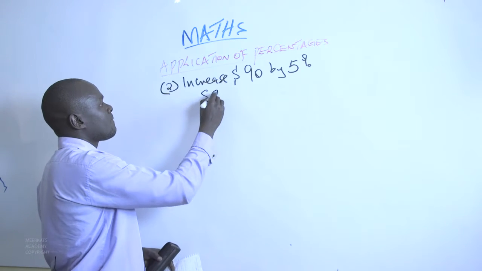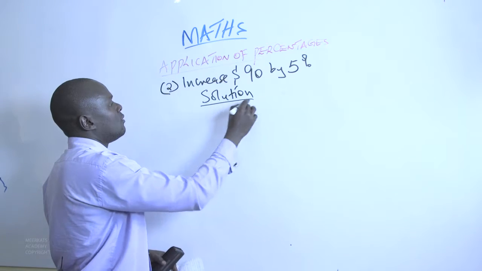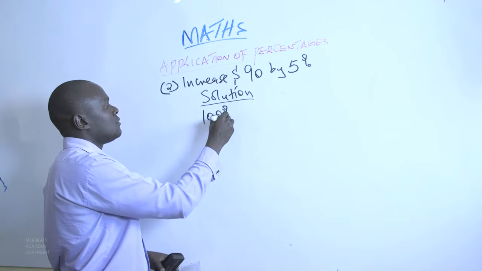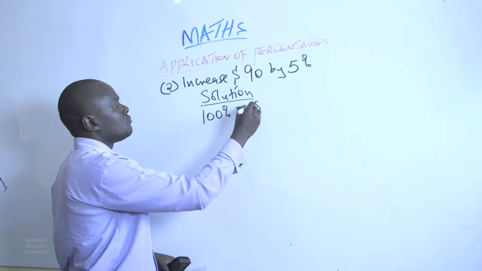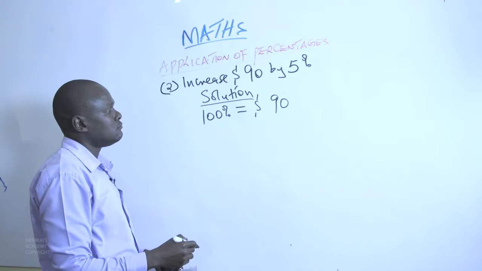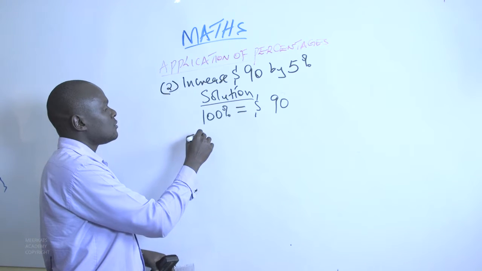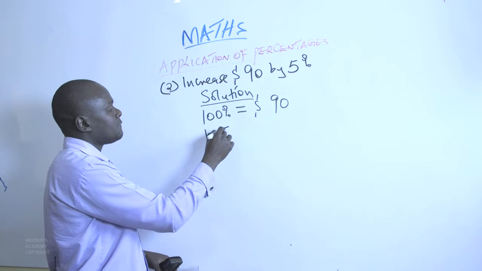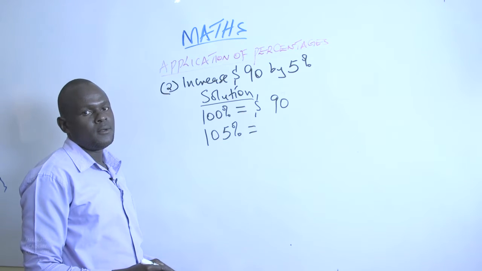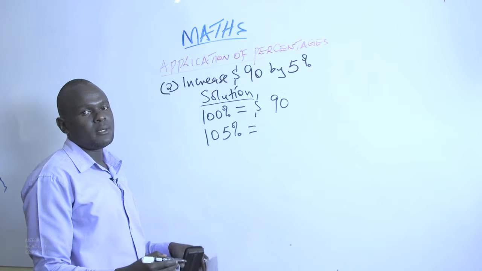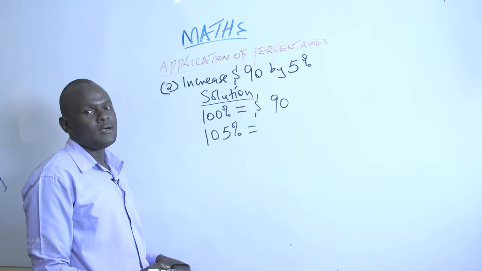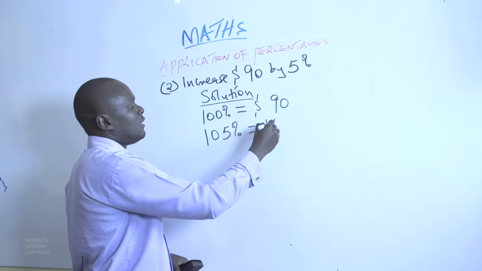This is whereby we say 100% is equal to $90. Then we find the sum. What about 105%? This will be equal to which amount? And this particular amount, we can represent it using a known letter. We can even use a letter K.